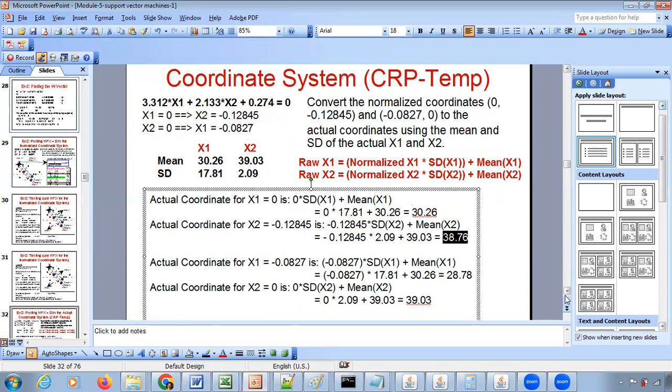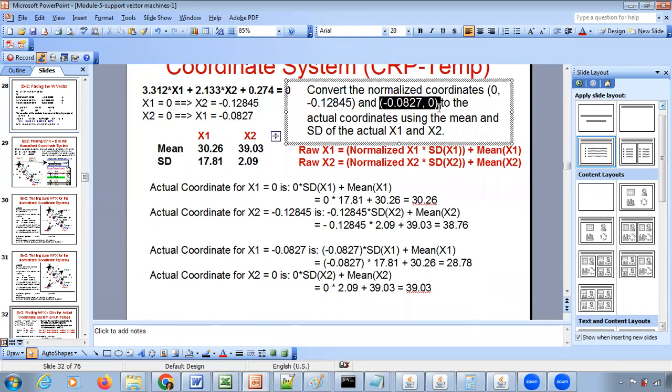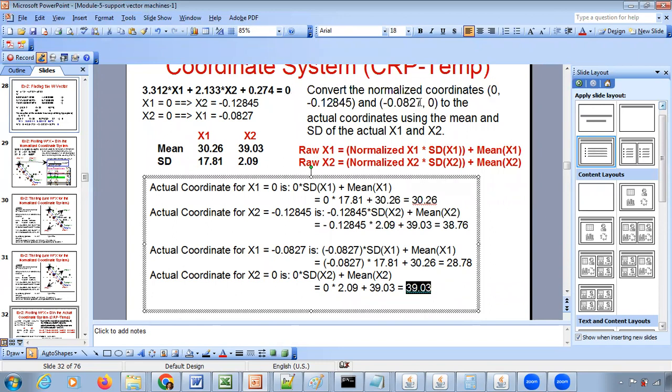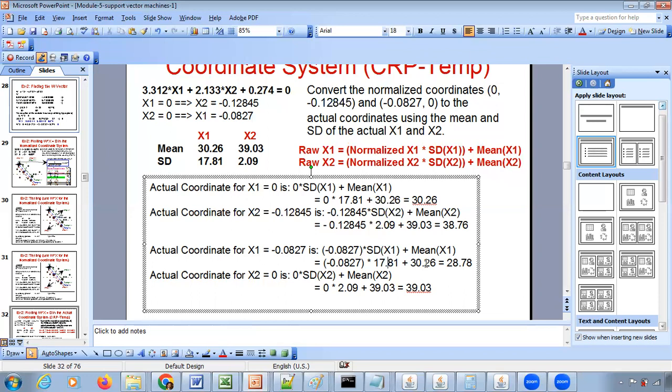Do the same math for the other point here. In this case, the mean of x2 will serve as the coordinate value, whereas for x1, you have to use this, which times its standard deviation 17.81 plus its mean 30.26, gives 28.78. So the two points we got are 30.26, 38.76, and then 28.78 and 39.03.